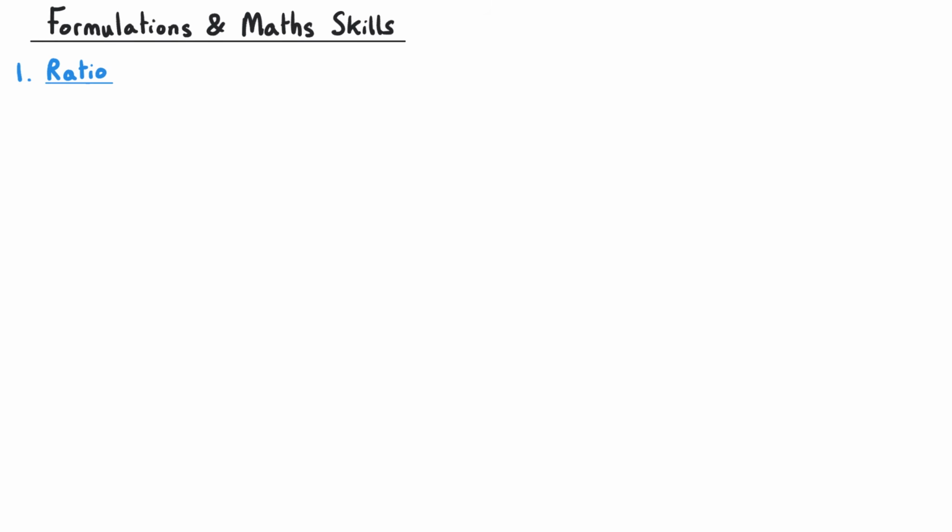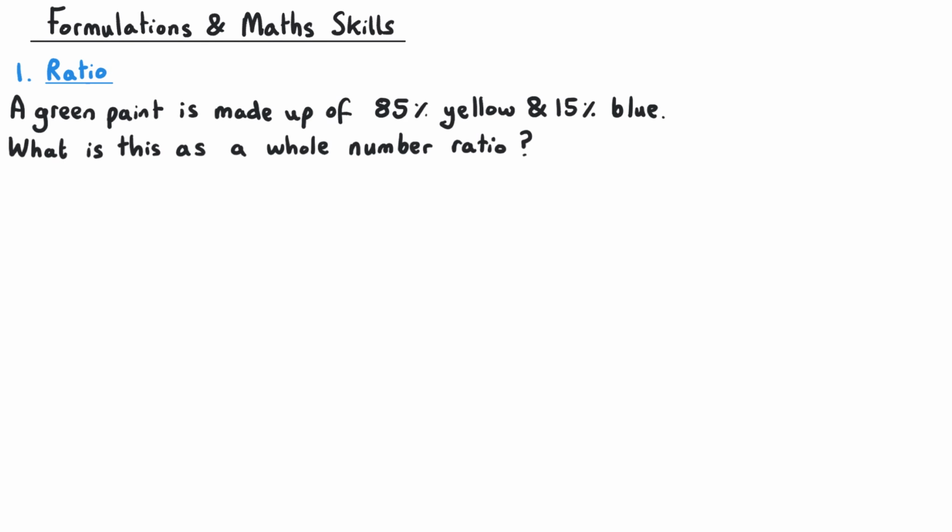In chemistry, you often get asked exam questions that have some elements of maths to them, and formulations is an opportunity for them to test some maths that you haven't learnt before. For instance, it might be that we're tested on percentages or proportions. So for instance, to return to green paint, perhaps this green paint has been made up with 85% yellow and 15% blue. They could simply ask us to express this as a whole number ratio.